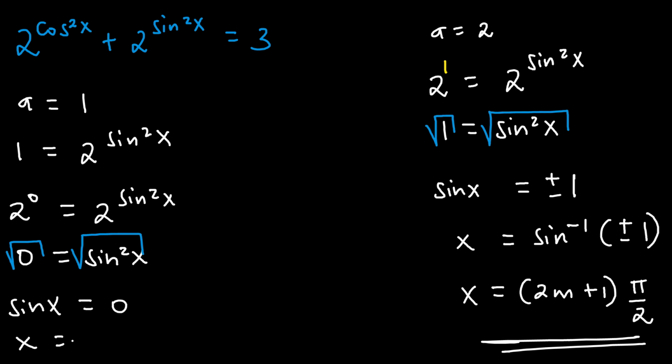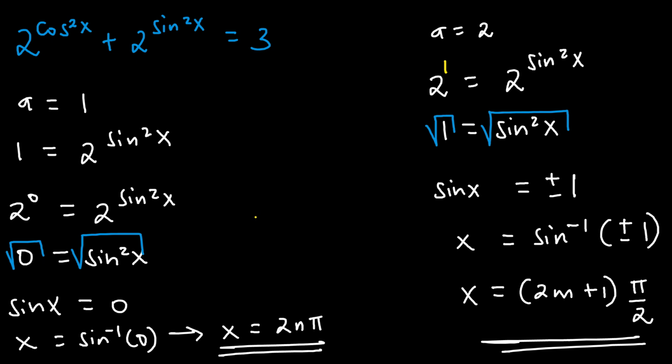And so x will be equal to the sine inverse of 0, which can also be written as x equaling 2n times pi, where n is an integer. And if you want, you can combine both answers and write x to be equal to k times pi divided by 2, where k is an integer. Therefore, that's how you can solve such an exponential equation.